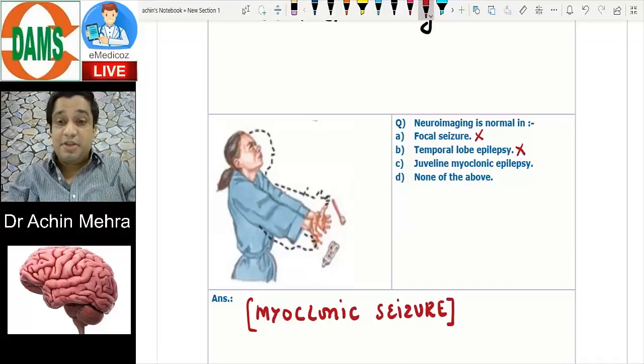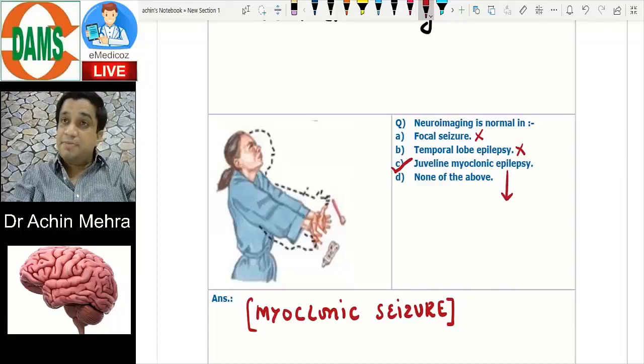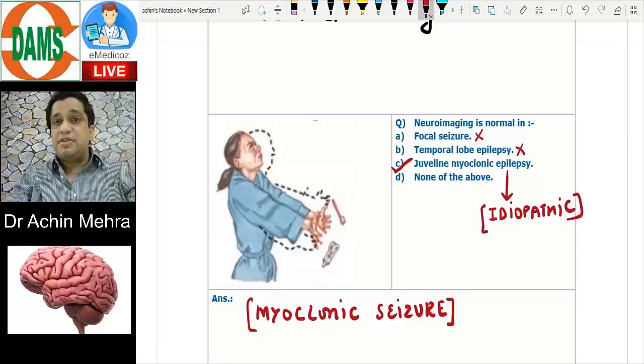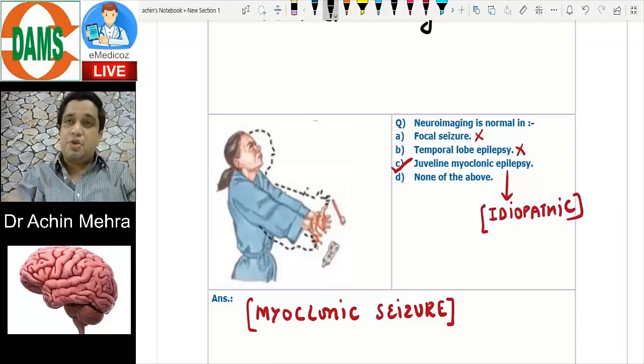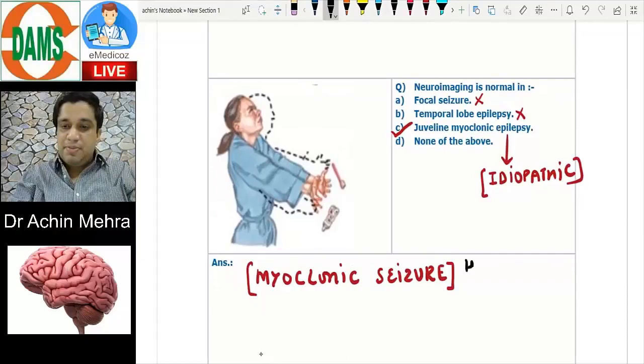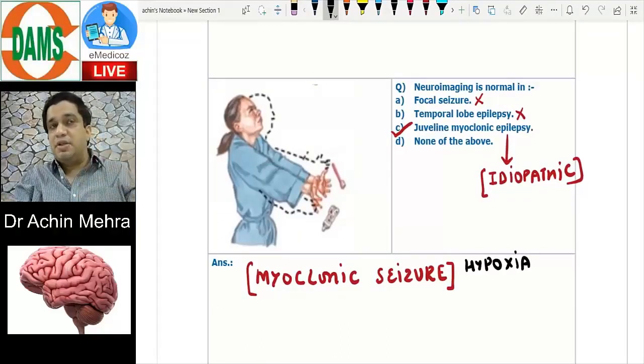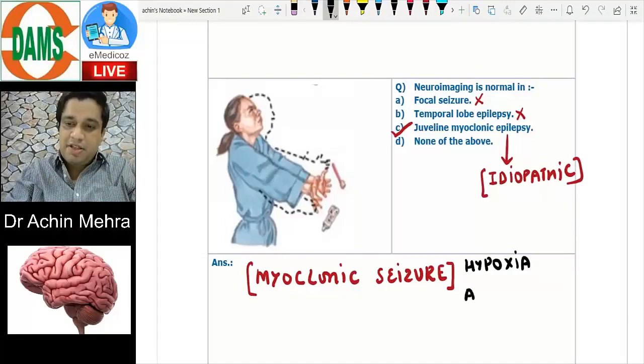While juvenile myoclonic epilepsy is somewhat the odd one out. If you remember, JME was a seizure type which was most of the time of an unknown cause. It was seen as idiopathic. So if you remember the word myoclonic seizure, any time in any patient you saw, you please think of 2-3 things together. Either the patient is having a hypoxic injury in the brain like infarct or some kind of ischemic insult to the brain, or maybe the patient is having some degenerative problem in the brain, atrophy.